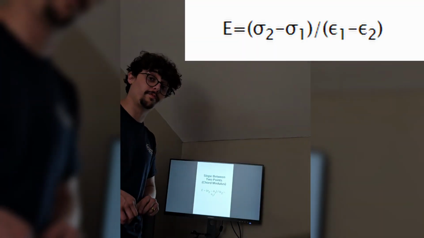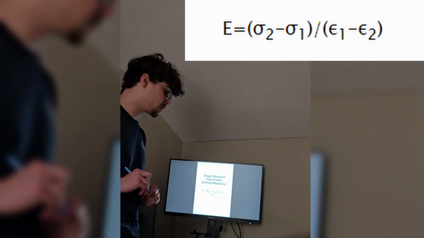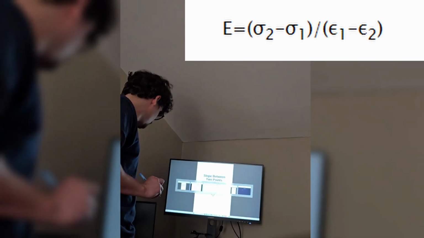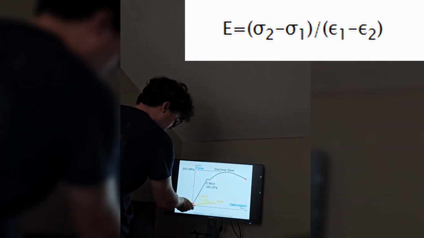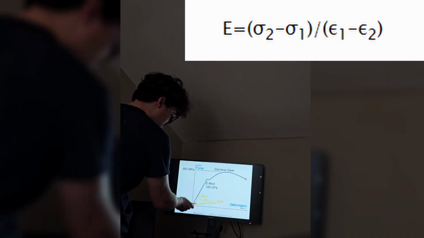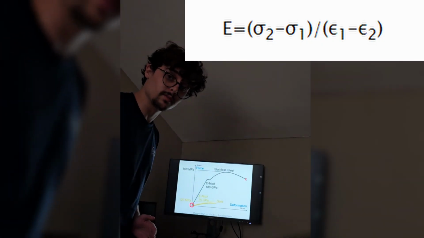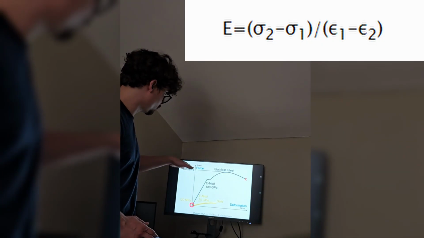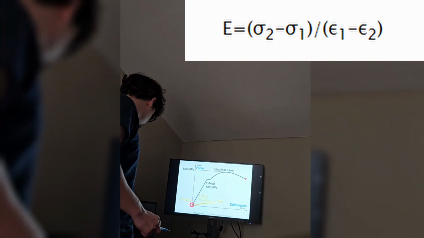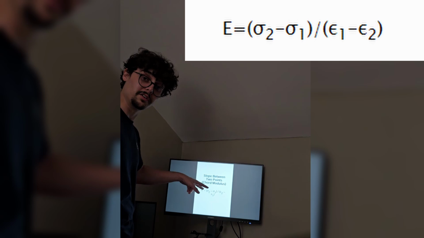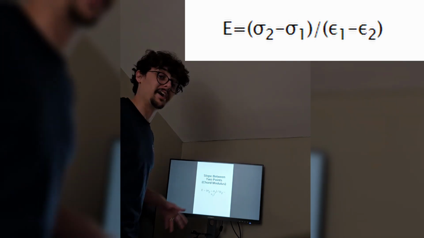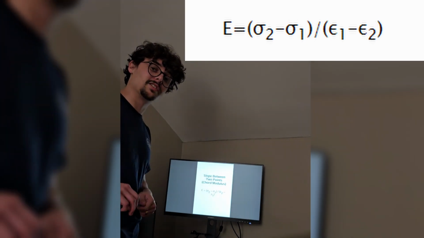It consists of picking 2 points in the strain line, like so, one here, for example. You just intersect them with the curve, and then you'll get 2 other values for stress. So using again the formula, we'll just put them there, and then we'll divide, and that will give us Young's modulus.